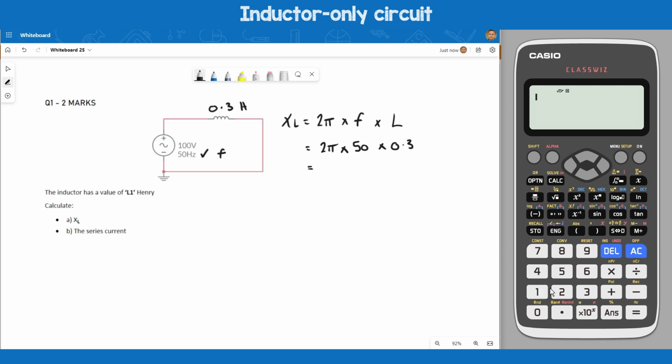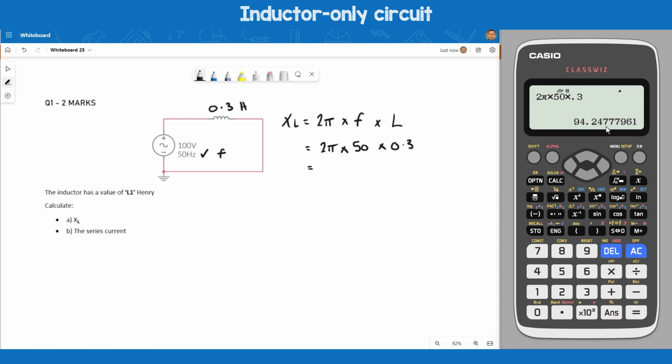So on the calculator we do 2 shift to get pi times 50 times 0.3, 94.248. I wouldn't round too much at the start. I would use 5 decimal places, I would say, or just keep the answer in your calculator.